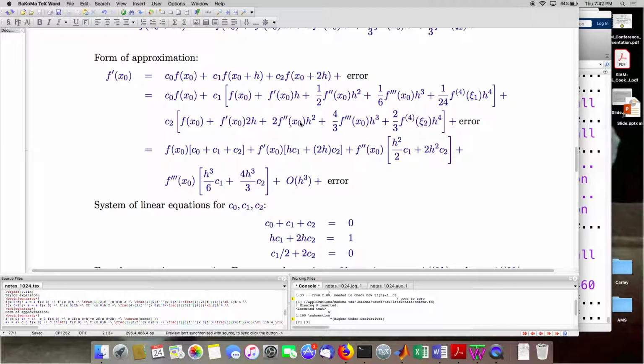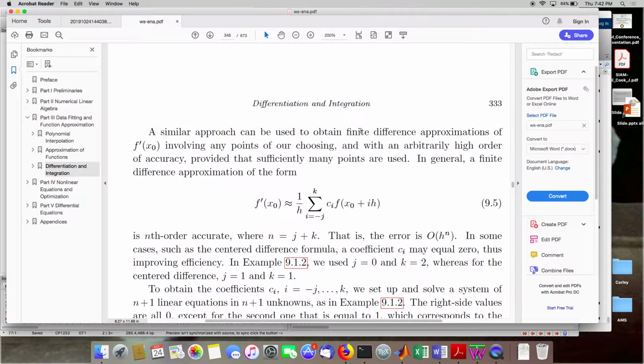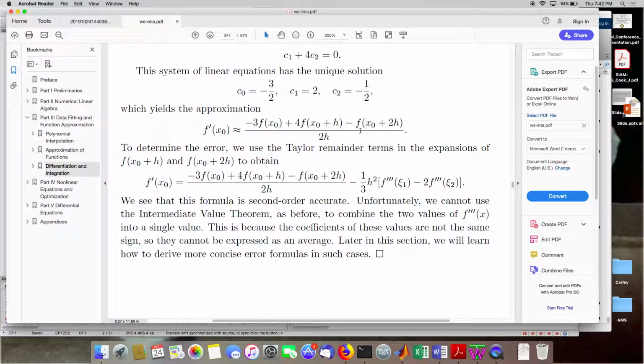So actually, in the text, I did do that. But here's something interesting that happened. This is what I got for the error term. And the thing is, normally I'd like to use the intermediate value theorem to justify combining these. But because they have different signs, I can't. So there's actually an advantage to going out one more term to see what that coefficient really is. The coefficient really does work out to be what we get here. It's just that you can't use the intermediate value theorem to justify it.